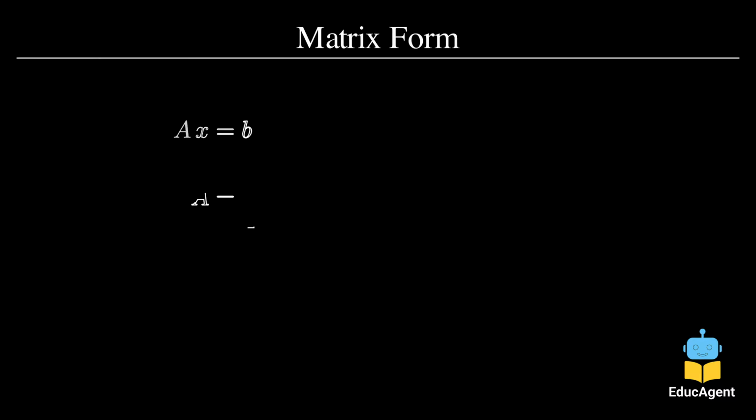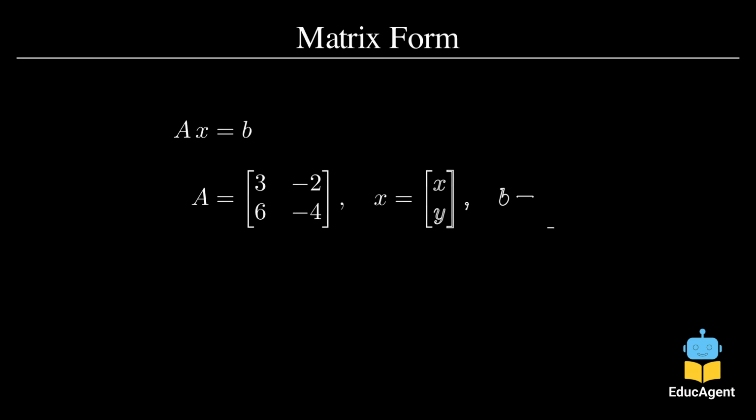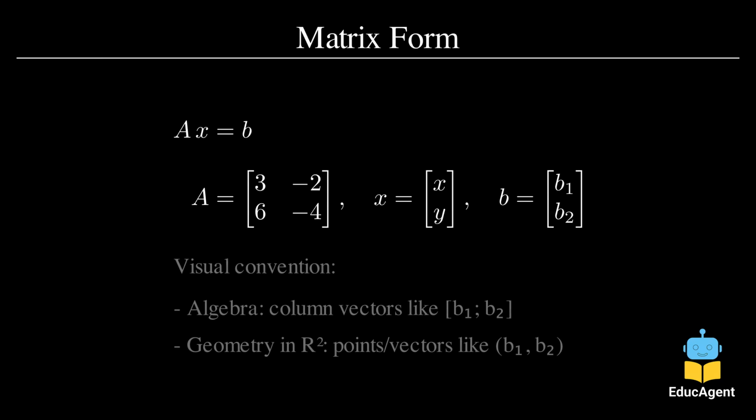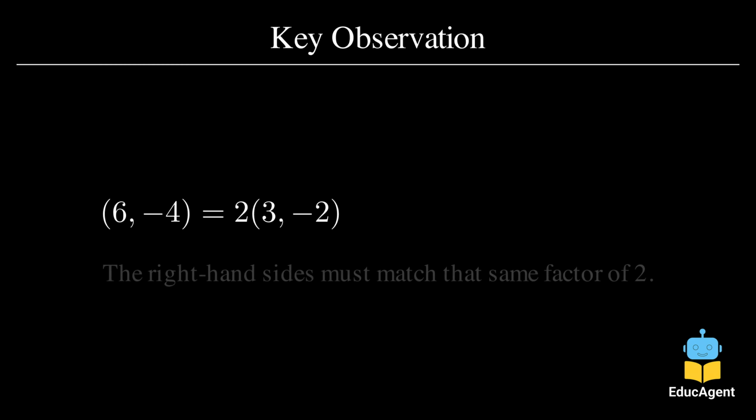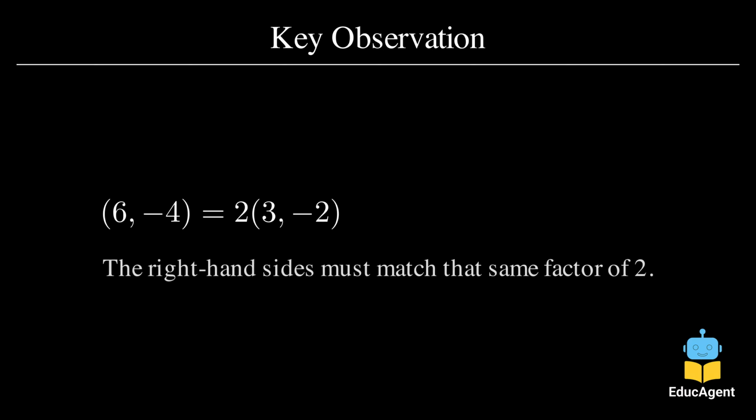Let's rewrite the system as a matrix equation, AX equals B. This makes relationships like one row is a multiple of another easy to spot. To keep notation consistent, we'll use column vectors in the algebra, but in the R-squared pictures, we'll label vectors as ordered pairs. The second row is exactly 2 times the first row, so the two equations are not independent. If the left-hand side doubles, the right-hand side must also double, or else we'd be asking for an impossible system.